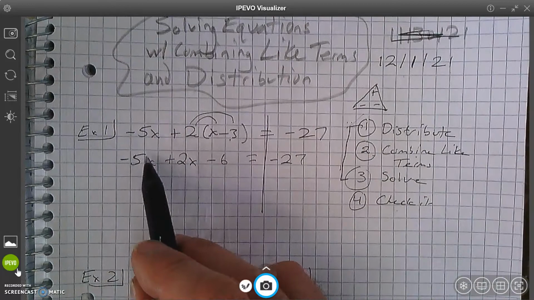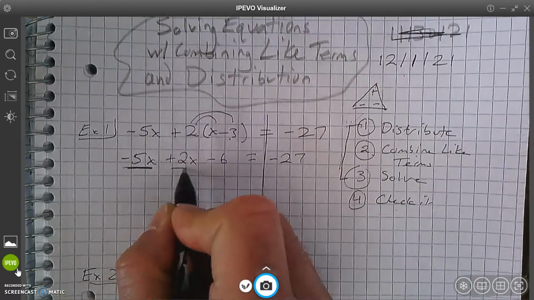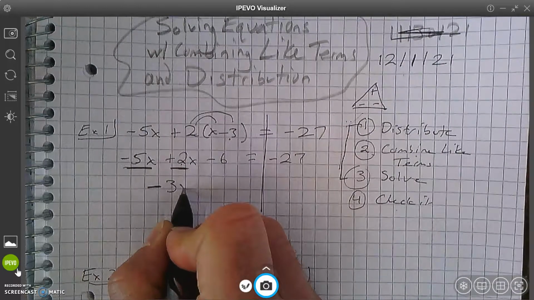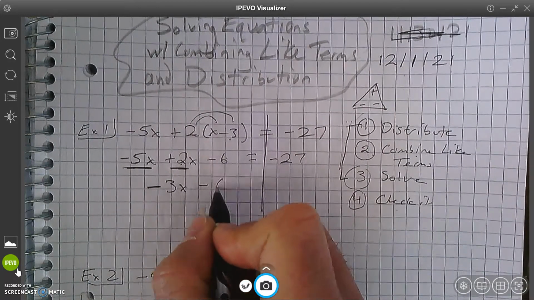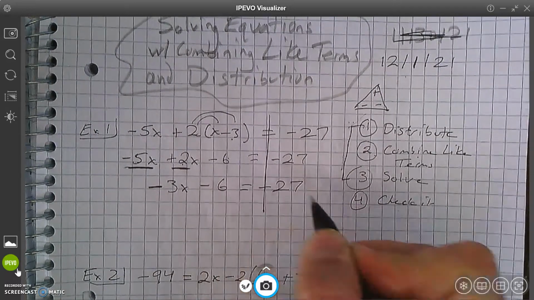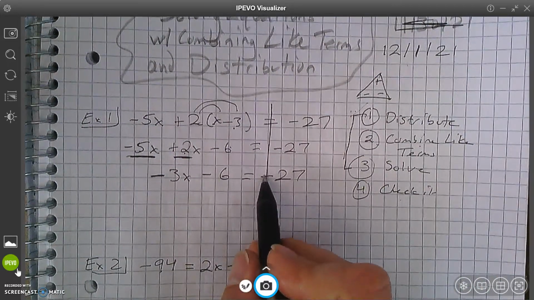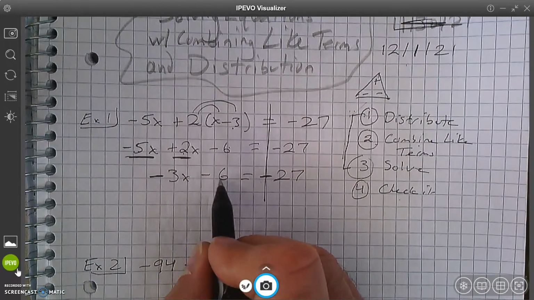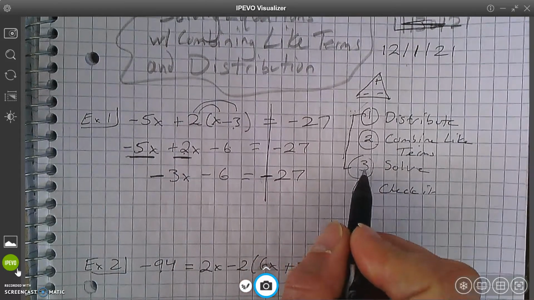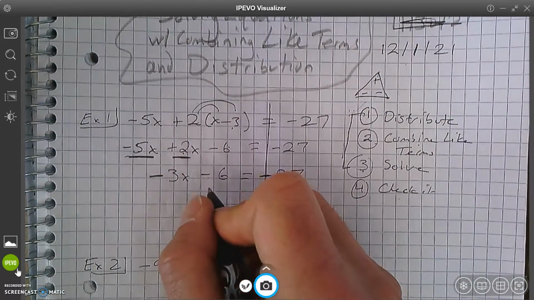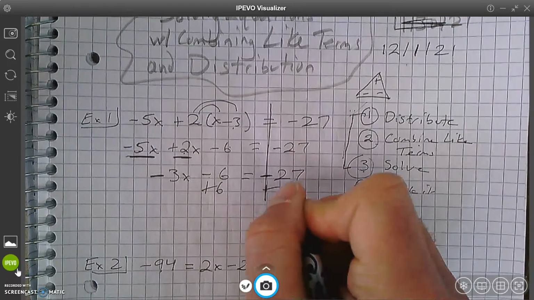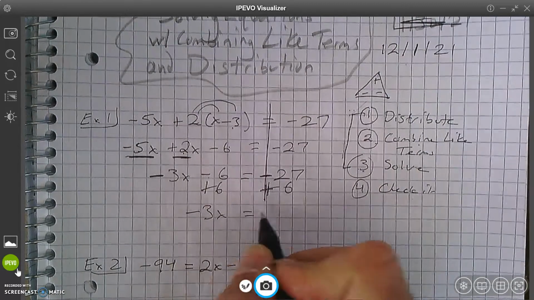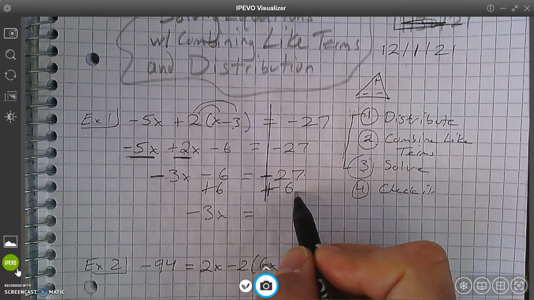Next, combine like terms. I see the x's here, negative 5x and 2x. Negative 5 plus 2 is negative 3x. Minus 6, just copy the rest down. So, now I'm back here. I need to get x by itself. I need to do the opposite operations. And now I'm solving. Opposite of negative 6 is positive 6. I'm going to add 6. So, negative 3x equals negative 27 plus 6.